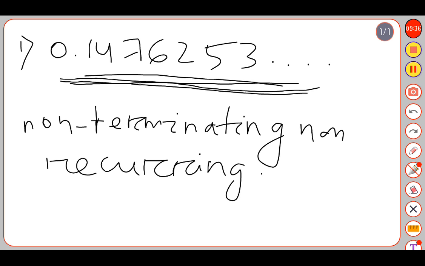So if in a decimal expansion it is never becoming 0, or the decimal expansion is not ending, and in the quotient the numbers are also not repeating, then we can say that it is a non-terminating non-recurring decimal expansion.